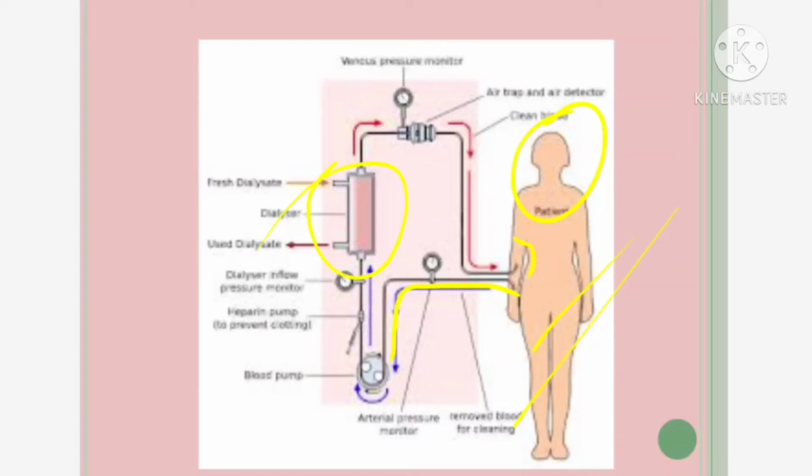So, in order to prevent that, you can go for either kidney transplantation, where the donor should match, and if it is not possible, we have to go for what? We have to go for dialysis.